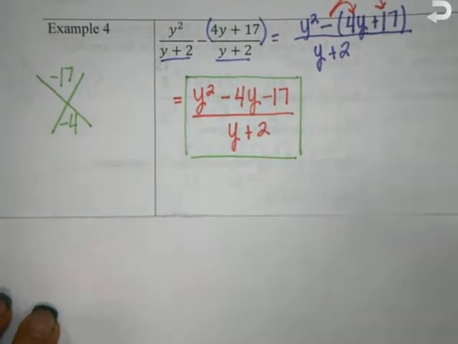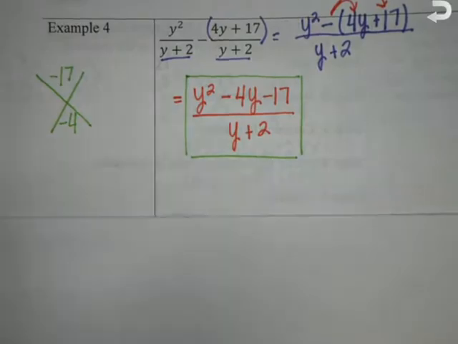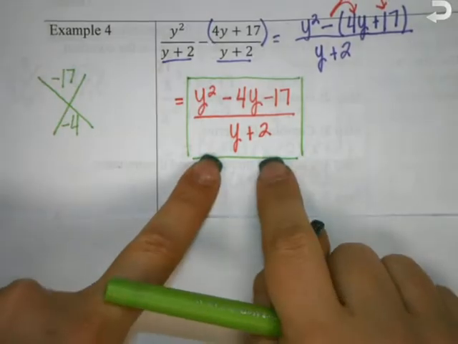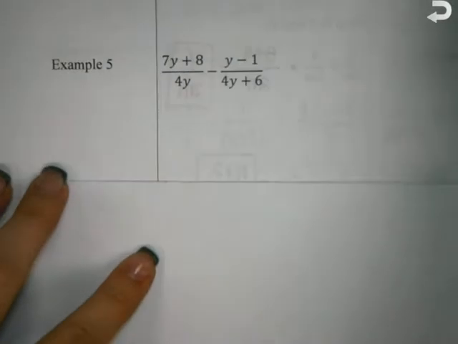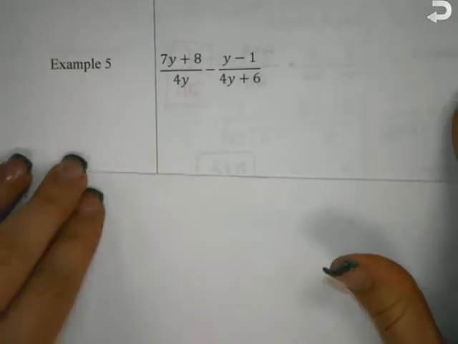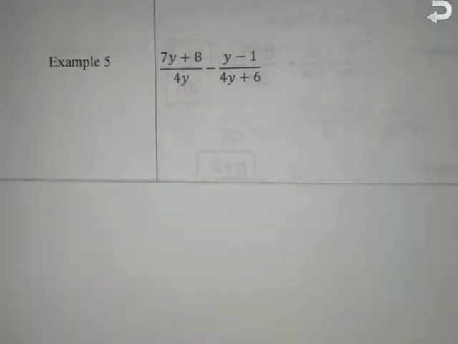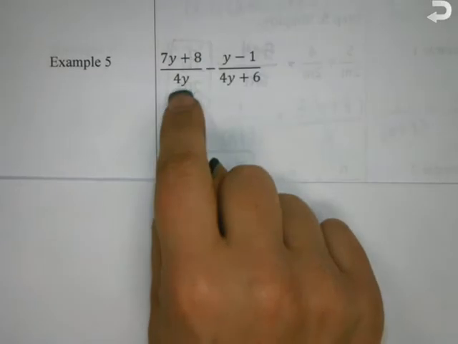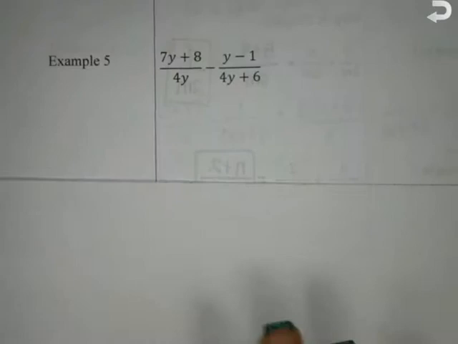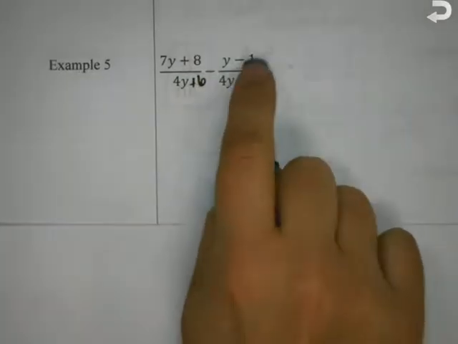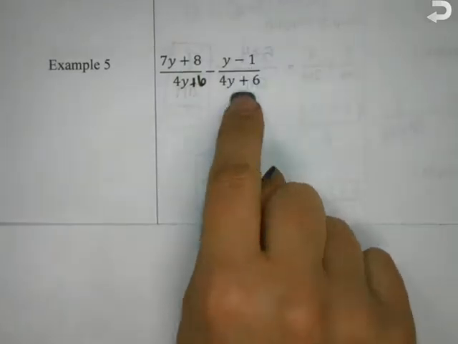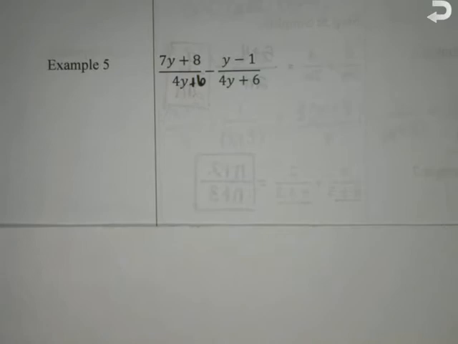Example 5. 7y plus 8 over 4y plus 6 minus y minus 1 over 4y plus 6. We all have common denominators here, sorry. No, it will not always have a common denominator. These right here do. Right after this, we're going to do not common denominators.